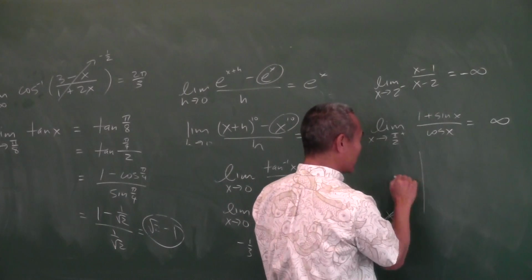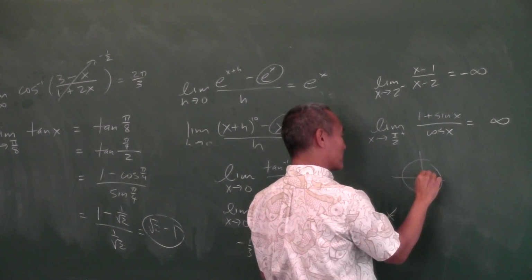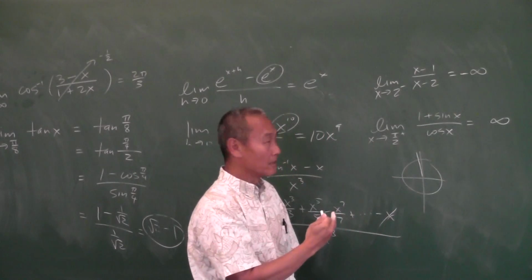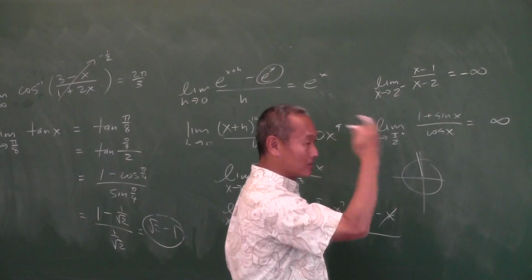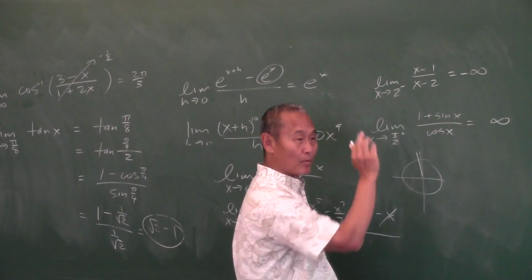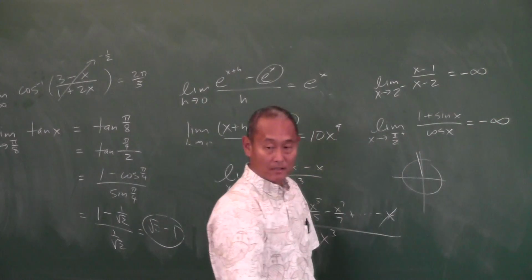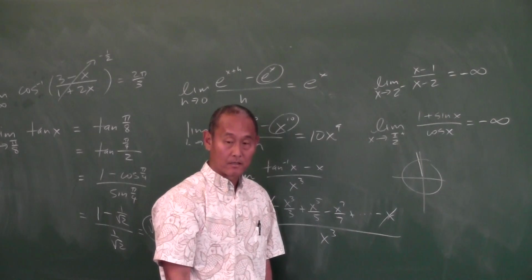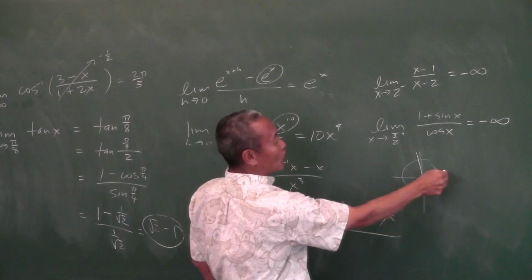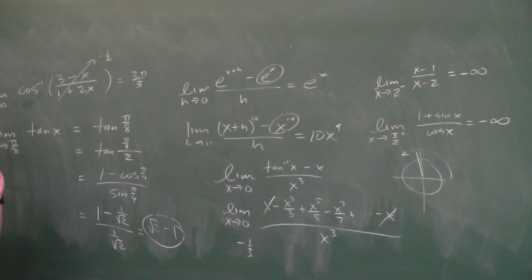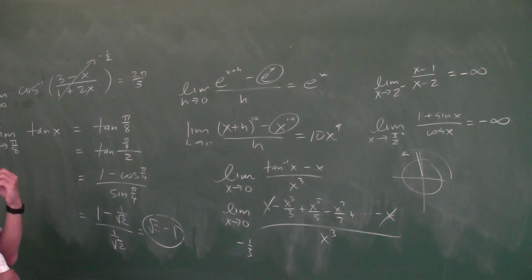So you've got to plug in a number very close to pi over 2 on the right, so pi over 2 plus a little bit, which means it's going to be in the second quadrant, right? So what's the sign of a second quadrant angle? So 1 plus positive is positive. What's cosine of a second quadrant angle? Negative. Positive over negative, negative infinity. Why did you go that way? Because pi over 2 on the right, and the circle goes like this. If it was on the left, it would be different. Non-zero over 0.